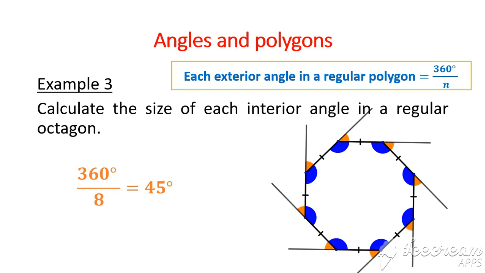And we know an exterior and an interior add up to 180. So 180 minus 45 is 135. So what have I just worked out? That each exterior is 45 and each interior is 135 degrees.